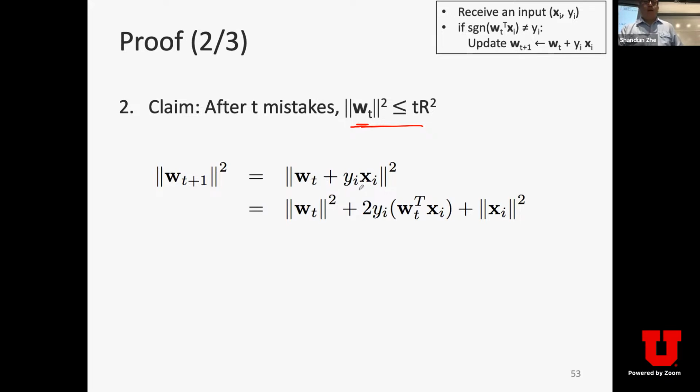And this guy you can expand, right? You can expand this quadratic term. You actually have three terms: the square norm of WT, the square norm of YI XI. Y is either 1 or -1, so it doesn't change the norm. So you got the second term. And the third term is the cross term, 2 YI WT transpose XI.